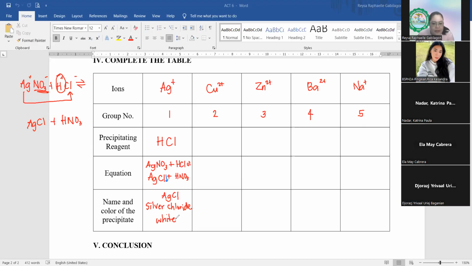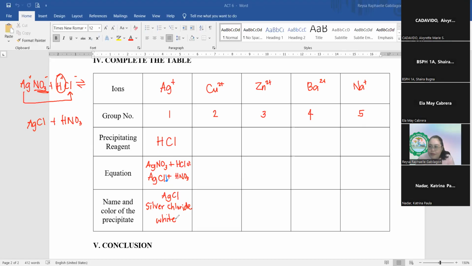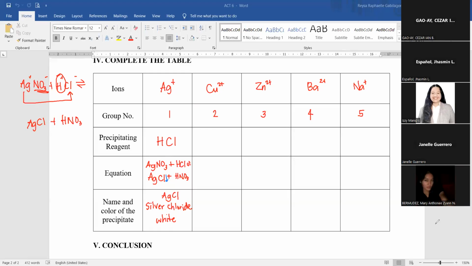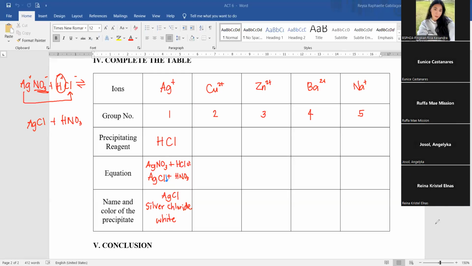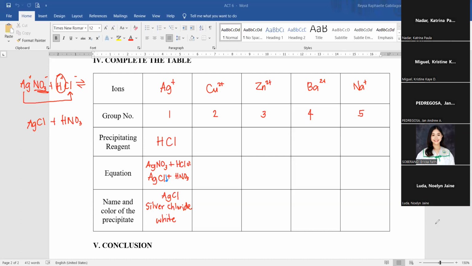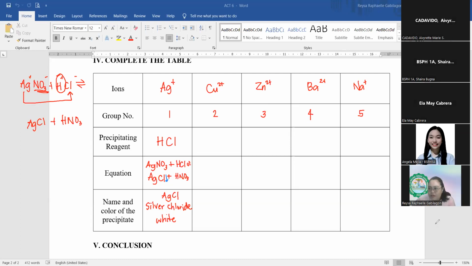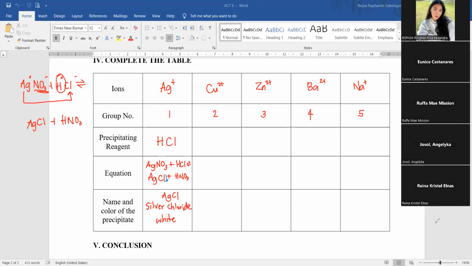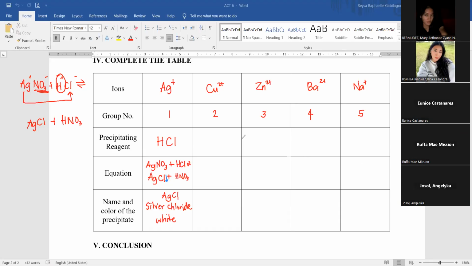Ano nga yung precipitating reagent natin sa copper? Hindi ko natawag dito. Let me check. Natawag ko na si Shaira kanina, no? Si Iverette din, si Ella, si Angela. Natawag ko na yan kanina. Sino yung hindi ko narinig here? Eunice.